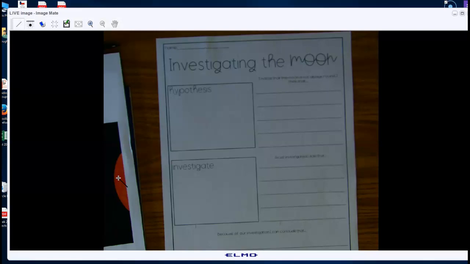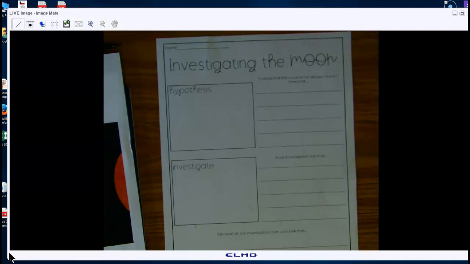Why is the moon not always round in the sky? Draw a picture next to it, that goes with your explanation or your hypothesis. Maybe something's blocking it. Maybe the light from the sun we can't see. Maybe it just changes shapes. Maybe it's not midnight yet.